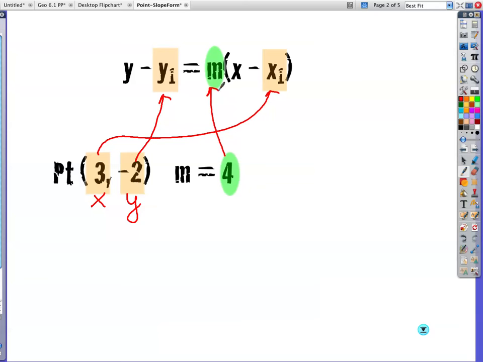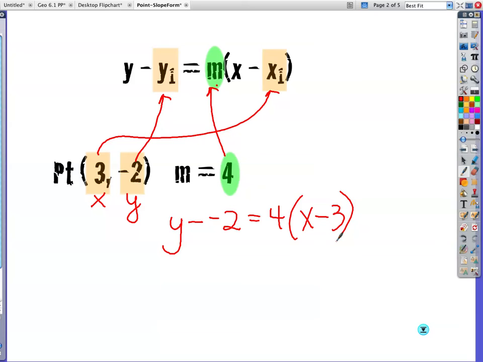Now here's the thing to watch out for. When you have y minus, what is my y value? Negative 2. So this is weird. You got y minus negative 2. I'll write it out and then I'll simplify it here. Then I put in my slope, which is 4. And then x minus, and then you look at your x value. My x value is 3.